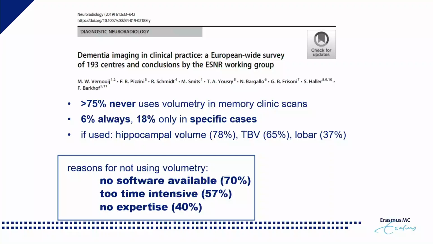Recently there was a survey from the European Neuroradiology Society asking neuroradiologists whether they use such software. The majority doesn't use such software, but some of them do: a small percentage always, and some of them only in specific cases. If they do, they use hippocampal volume, total brain volume, or lobar volume. The reasons for not using it are that they don't have the software available, it might be too time intensive, or they don't have the expertise to use such software.